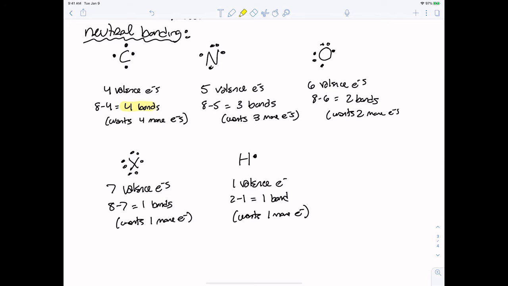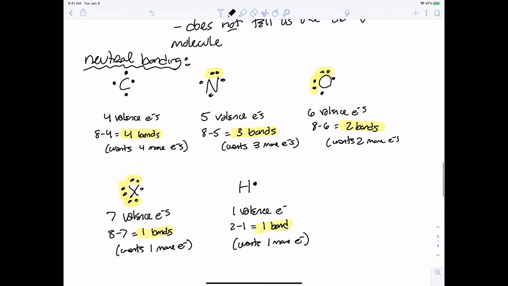So carbon wants typically 4 bonds, nitrogen 3, and then typically a lone pair, oxygen 2, and then typically 2 lone pairs, halogens 1, and then they would have 3 lone pairs, typically hydrogen 1 with no lone pairs. Again, this is for neutral.